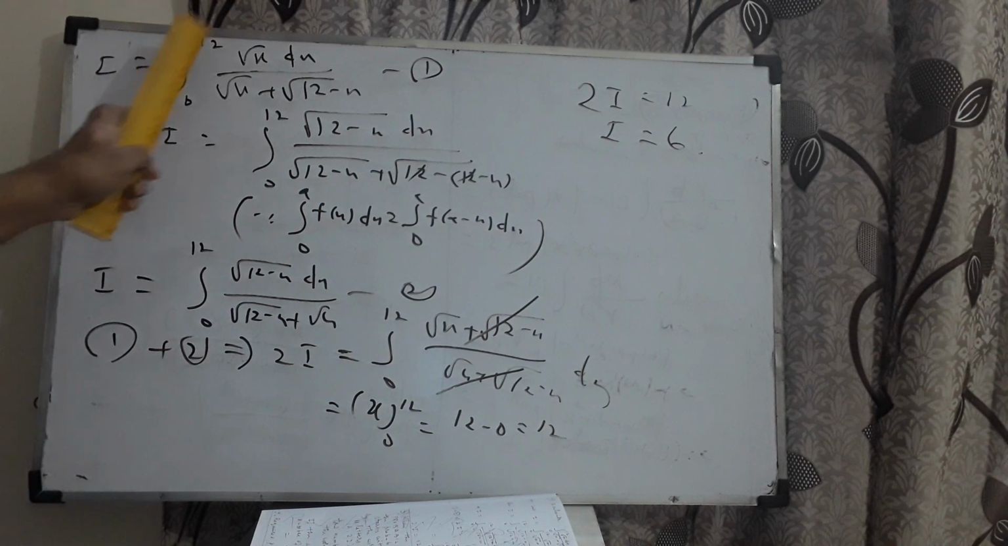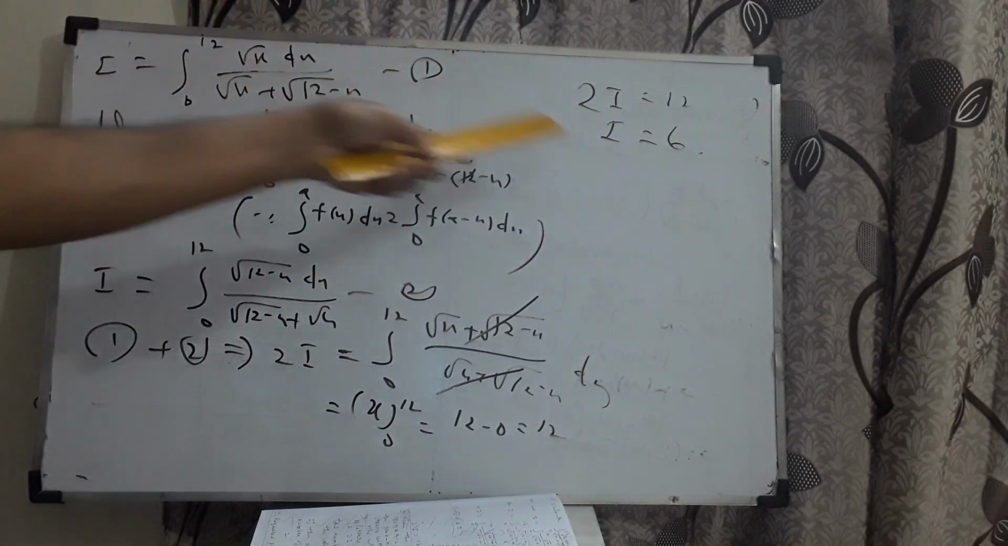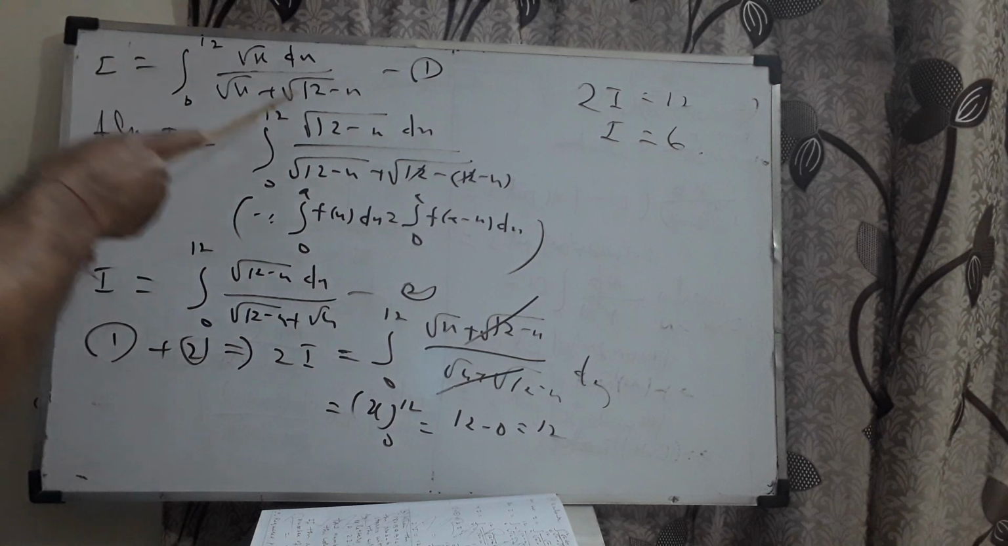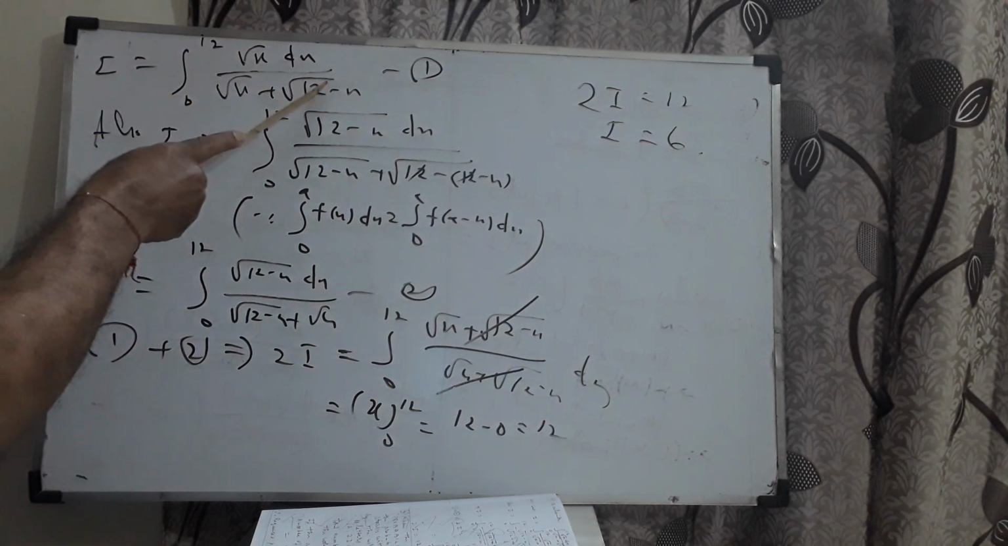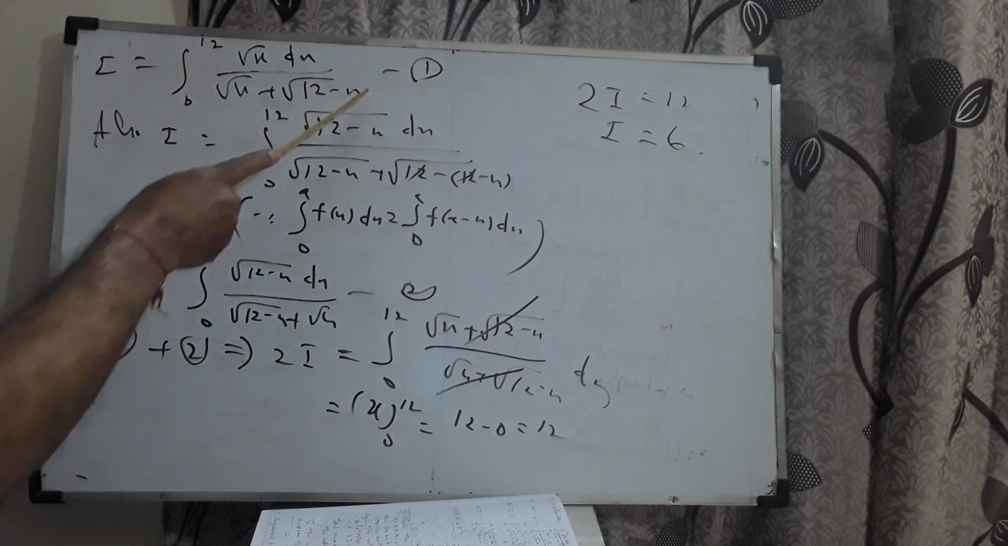The upper limit is 100, my answer will be 50. If the upper limit is 75, my answer will be 75 by 2. You can write it in fraction also, or you can leave 75 by 2 as it is. Accordingly, if the upper limit is 75, I'll get 75 minus x here. Upper limit is 200, I'll get 200 minus x here.